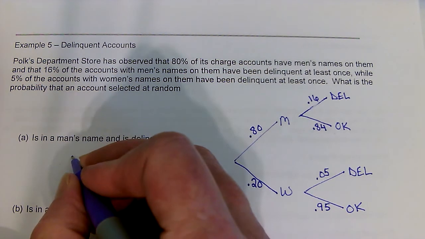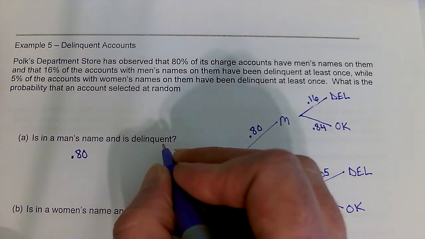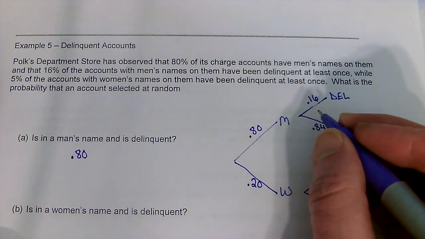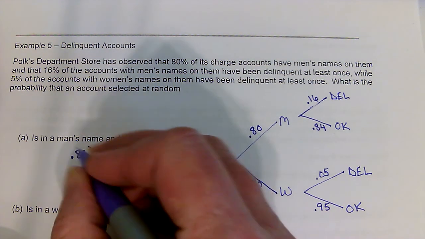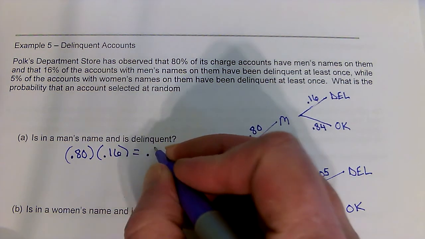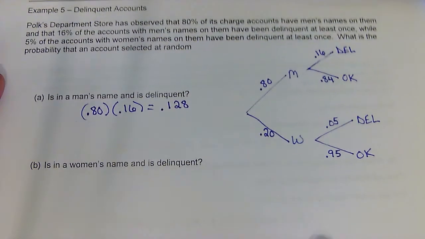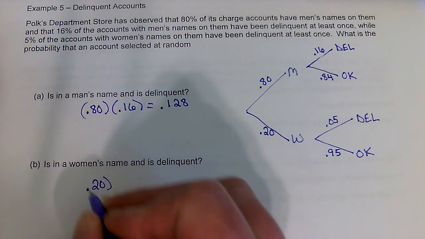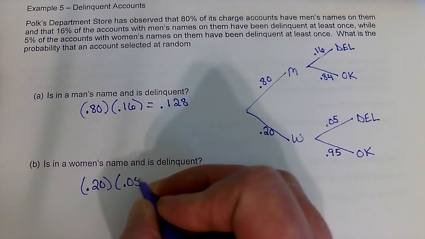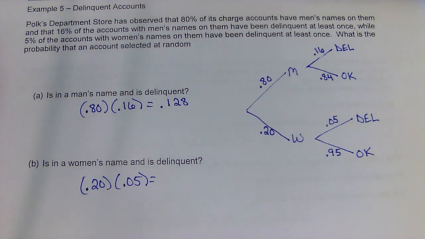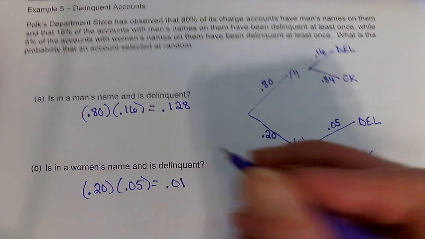So the probability it's a man and it's delinquent. So it's delinquent given that it was a man is following this path, 80% and 16%. So that's 0.80 times 0.16. And we get 0.128. What is the probability it's a woman and is a delinquent? So 0.20, and delinquent was 0.05. So the probability is 0.01.